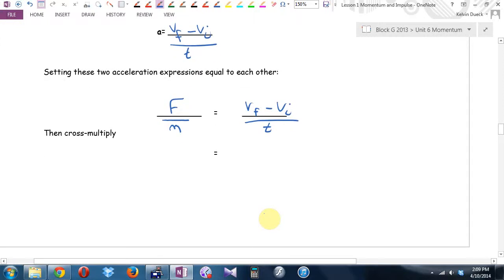You okay with that, Kurt? I don't like the fractions. I'm going to cross multiply to get rid of fractions. I'm going to times the M over to this side, and times the T over to this side. And what I'm going to end up with is this: force times time equals M bracket VF minus VI.